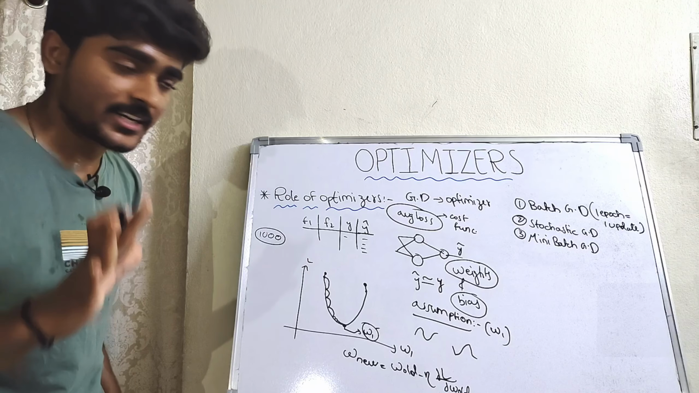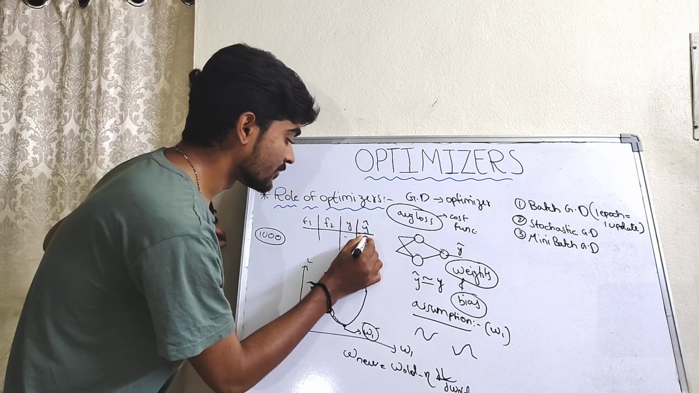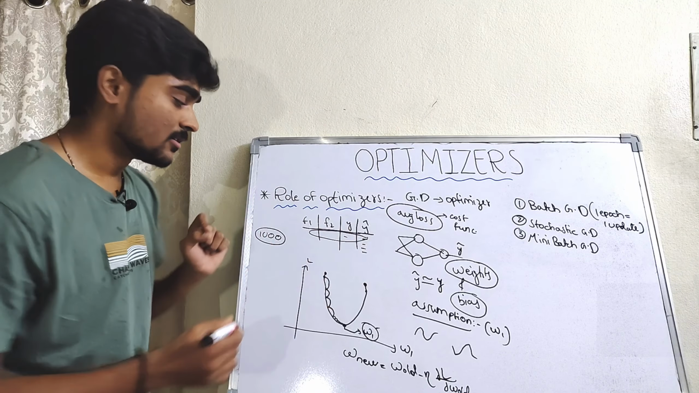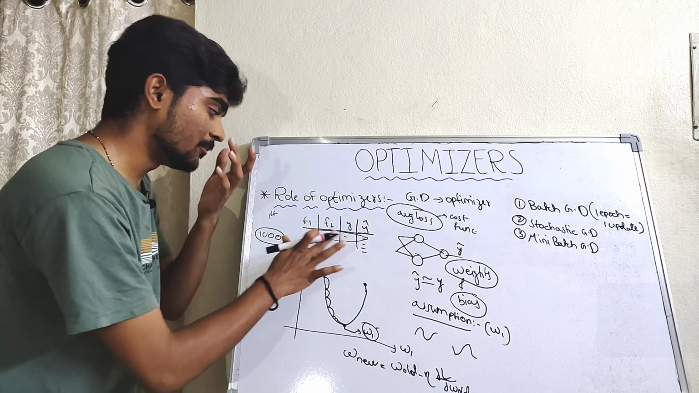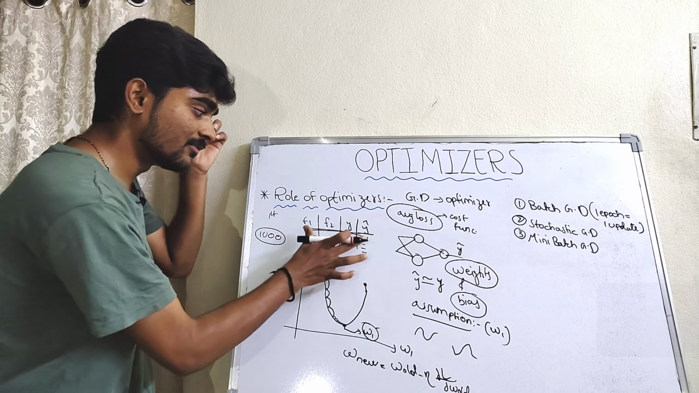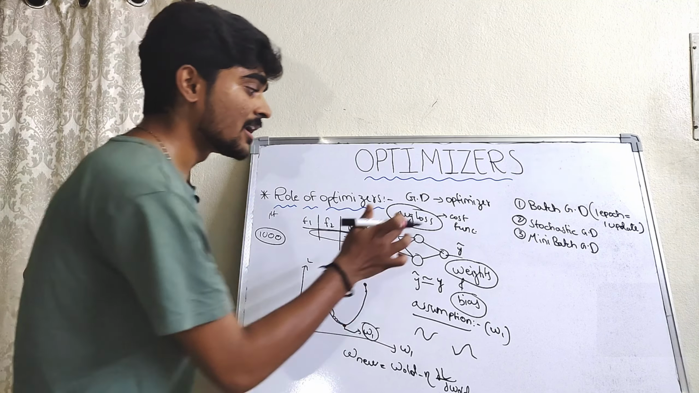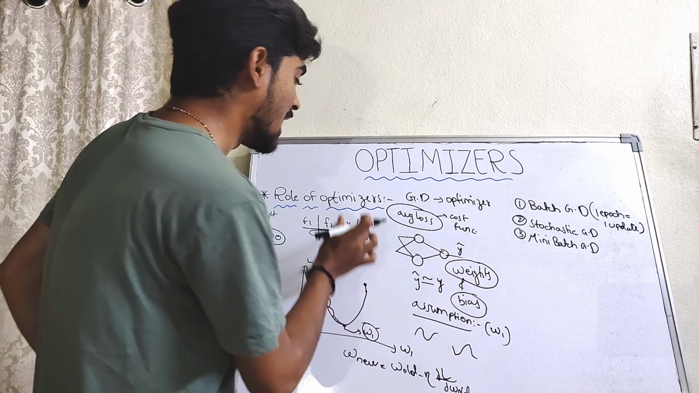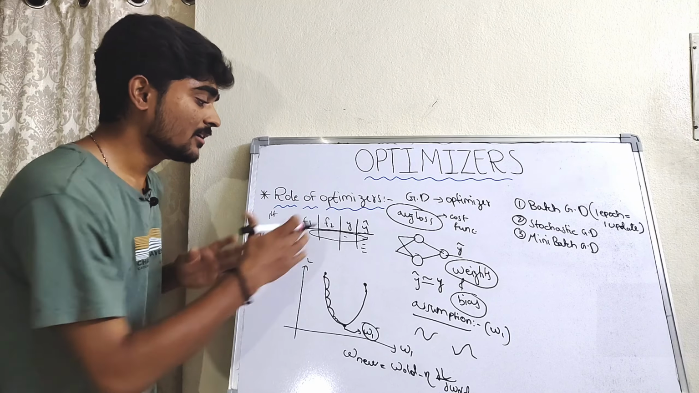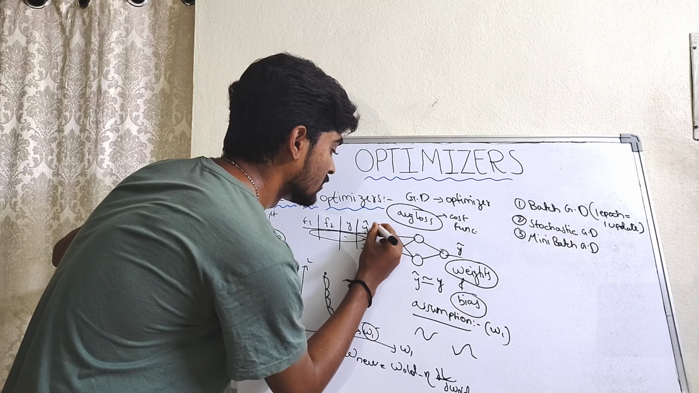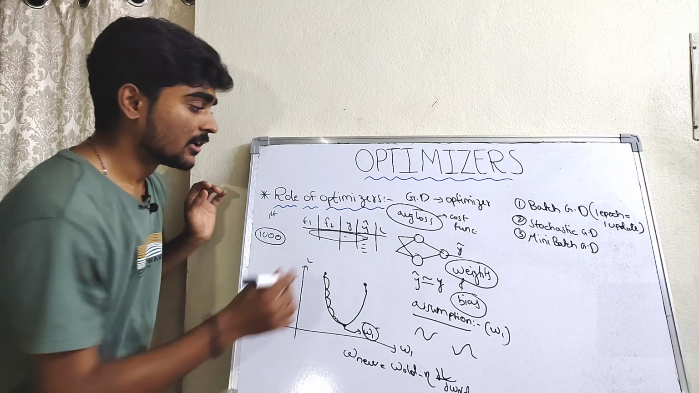In stochastic gradient descent we'll be taking each row of data. Let's say in the first epoch I'll be taking the first row of data and sending it through the artificial neural network. I'll be calculating the y hat output and the loss between y and y hat. Now this loss is stored.